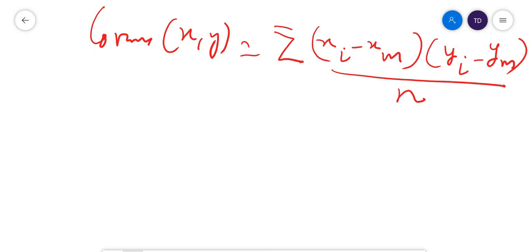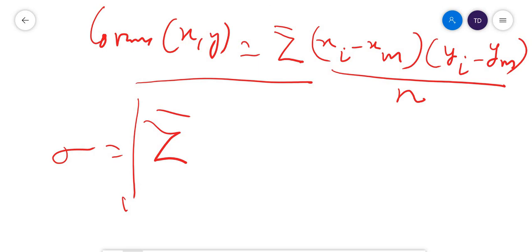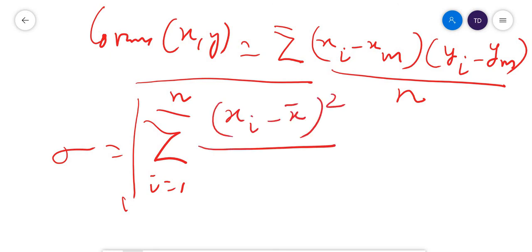The standard deviation sigma is equal to the root of sigma, i is equal to 1 to n, xi minus x bar the whole squared, the whole divided by n. This sigma inside is the summation. These two equations are for population. If it is for a sample, you can replace n with n minus 1. So these two are the equations for covariance and the standard deviation.